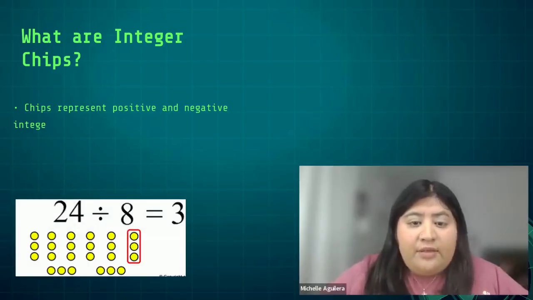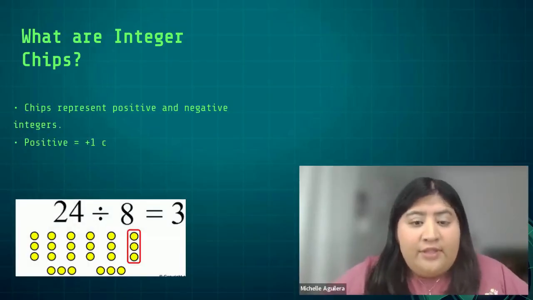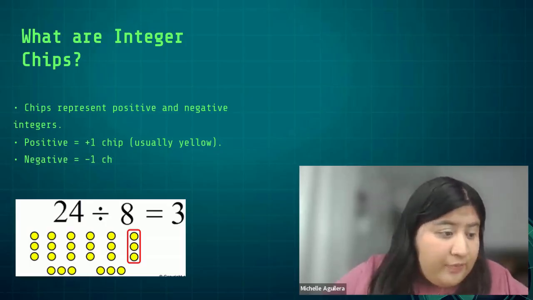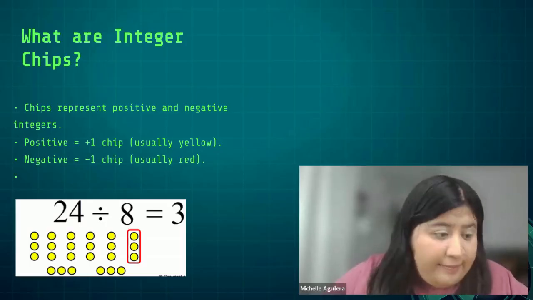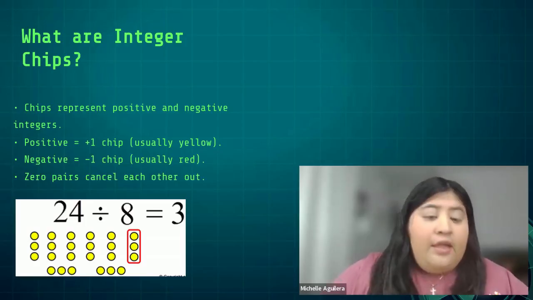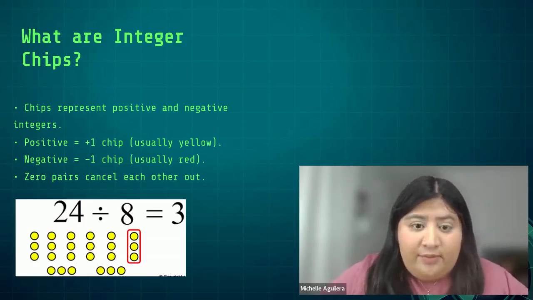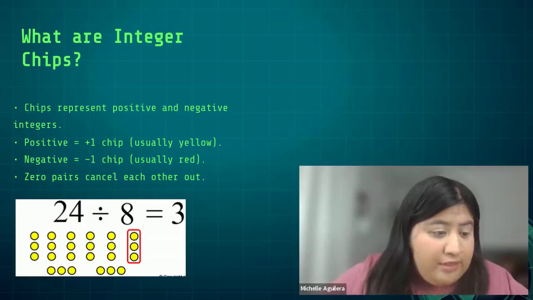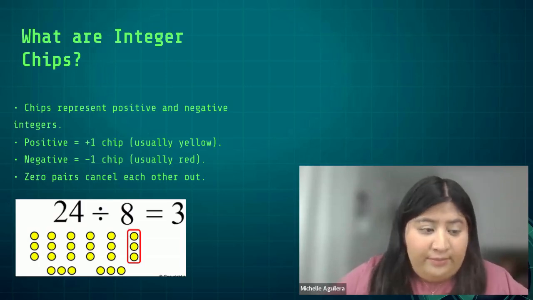Now that we have a better understanding of how division works when it comes to integers, let's talk about the chips. The chips usually represent positive when the chips are yellow. The negative chips usually represent the color red. The zero pairs usually cancel each other out.